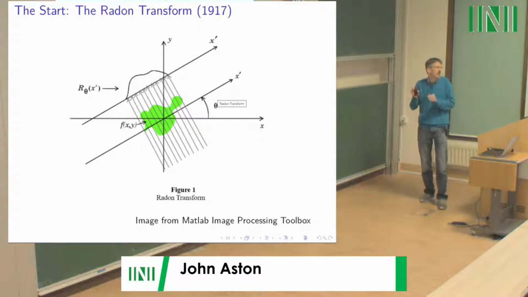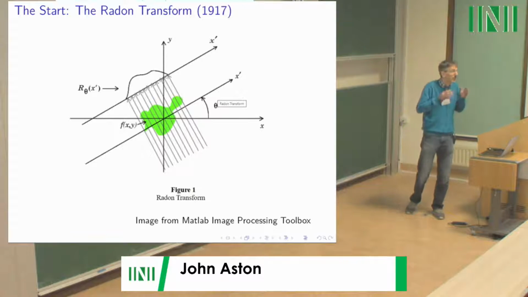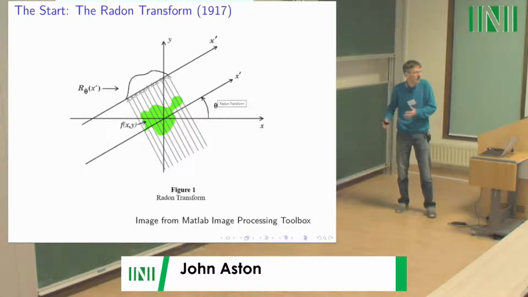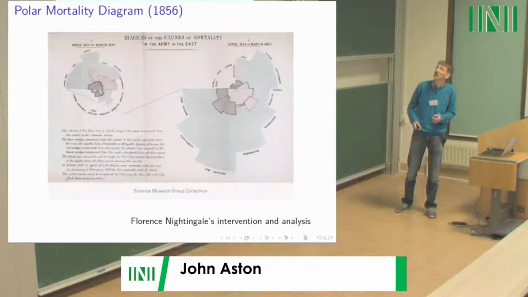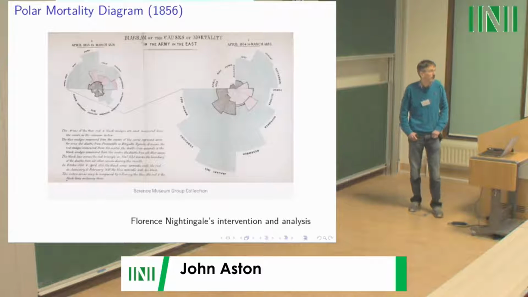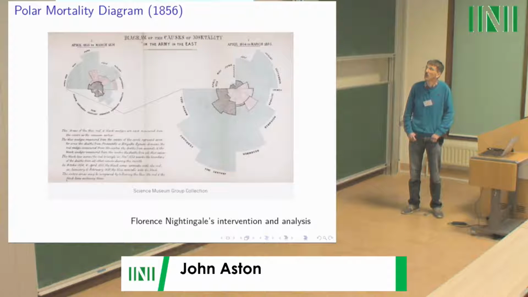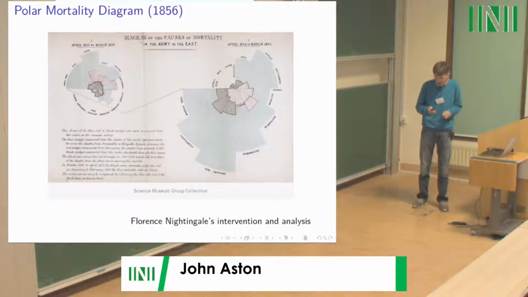But this is a bit of a cheating example because in some sense the maths came first. Radon didn't design it for medical imaging. He designed the transform, and then people worked out that you could use the transform to do medical imaging. But if we go back even further in history, this is the polar mortality diagram that Florence Nightingale had in the Crimean War. And this is a piece of data analysis that was really for healthcare.